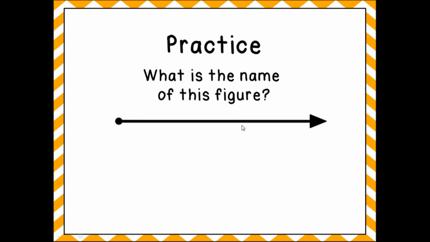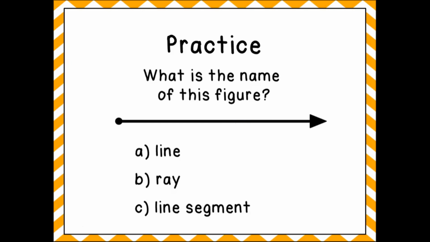Okay, here's another one. What is the name of this figure? Is this figure a line, is it a ray, or is it a line segment? Go ahead and choose your answer. Okay, if you chose B, ray, you are correct. You can see here it has an endpoint on this end and an arrow on this end, telling me that it continues on in just one direction.